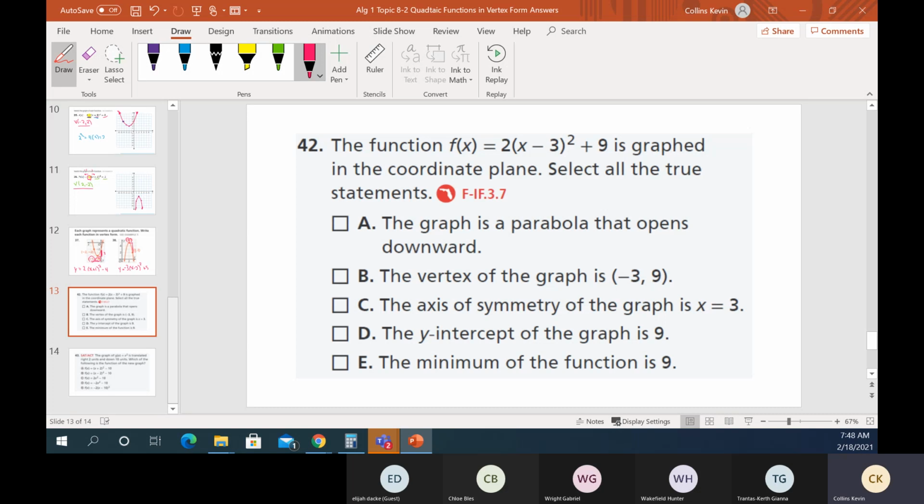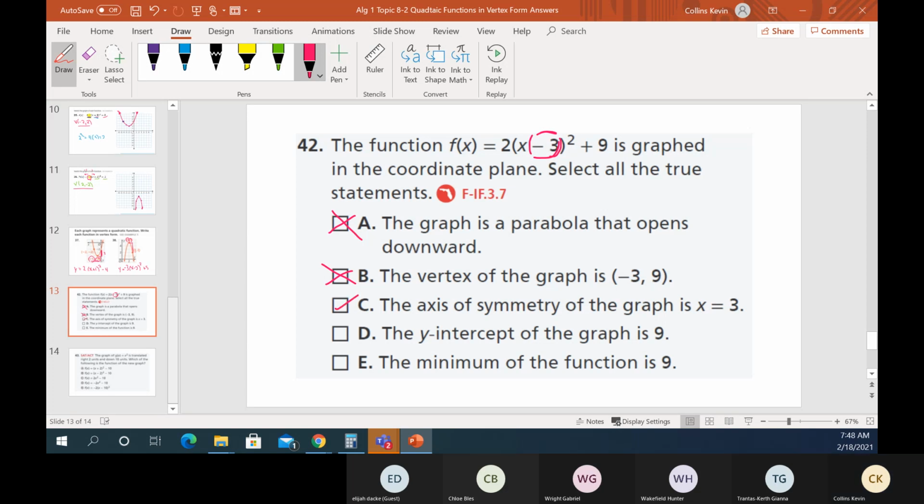So it says the graph opens downward. Downward means a negative number out front. We don't have that here, do we? So he's wrong. The vertex is minus 3, 9. Remember, we got to switch the sign on this guy. So it should be positive 3, 9. Nope, he's gone. Axis of symmetry is x equals 3. Switch the sign to get the vertex. The first guy is 3.